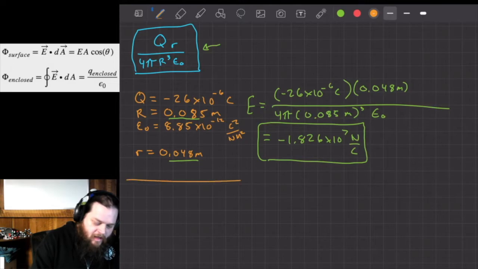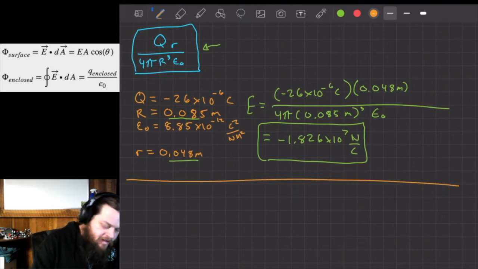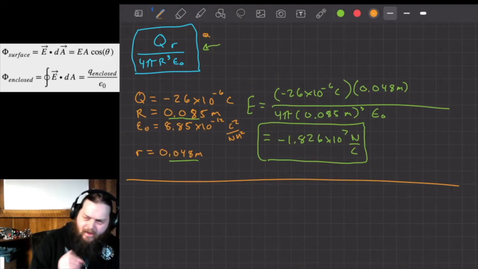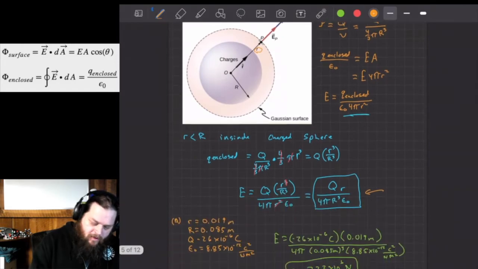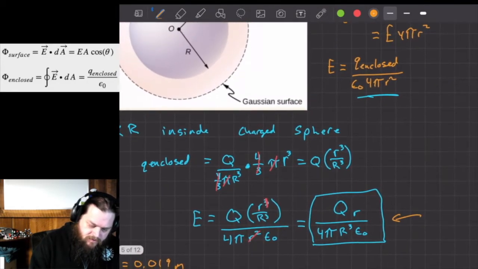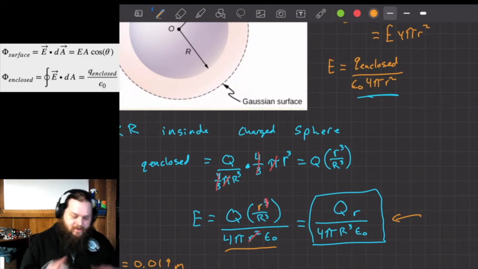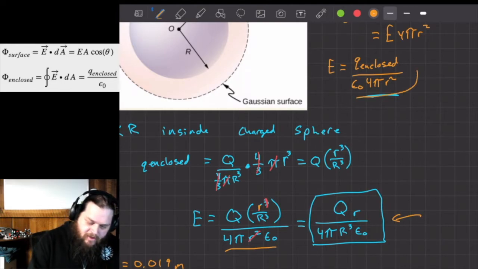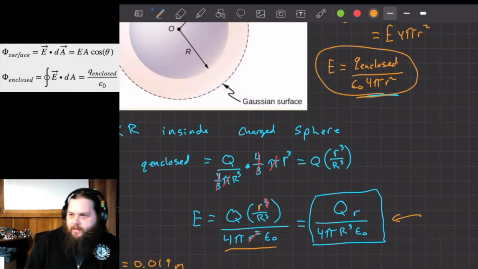And now we get to our last size, the last radius for this problem. In this case, we can't use this one because we're not using that ratio anymore. We've got to go back to our original, this guy here, because in this case, the entire charge is inside of it. So really, we just have to use this equation up top there.